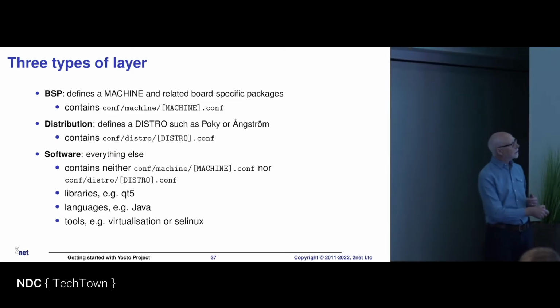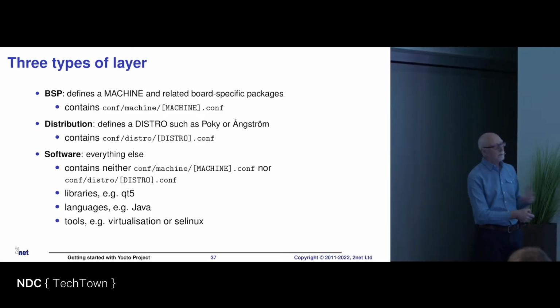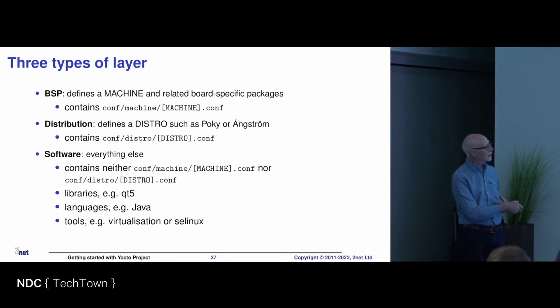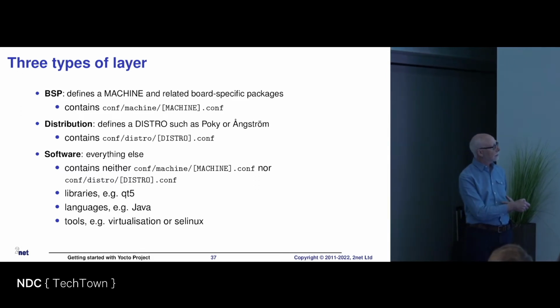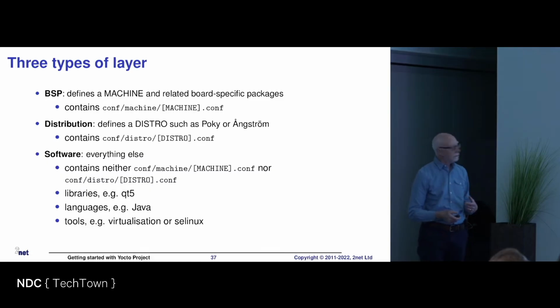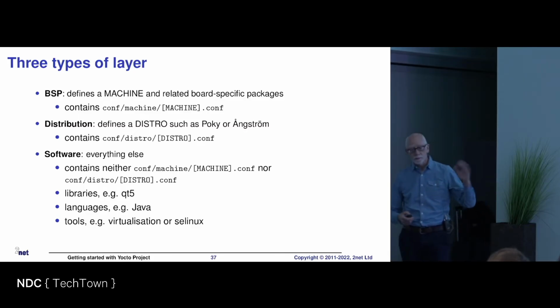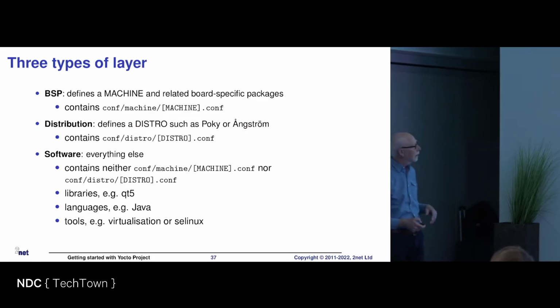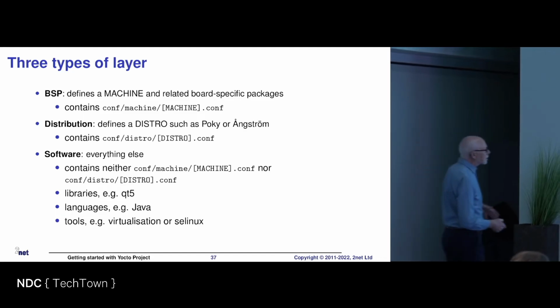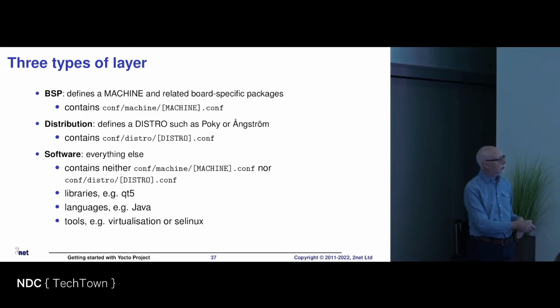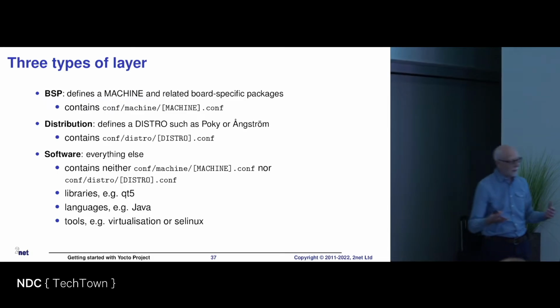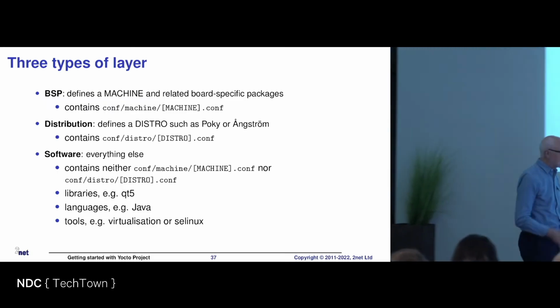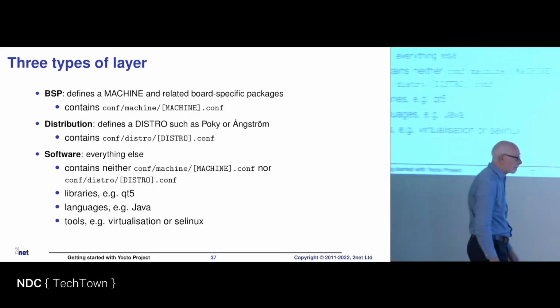And then everything else, well, that is everything else. So if it's not a BSP and it's not a distro, it's an everything else. So this can contain libraries, such as Qt. It can contain support for languages, so Java and Python and whatever other languages there may be. And also tools like meta-virtualization, which contains stuff for containers and things. meta-selinux contains, well, SELinux.